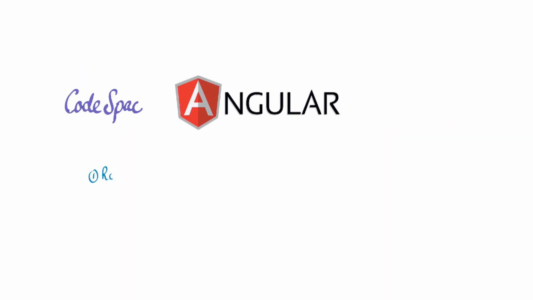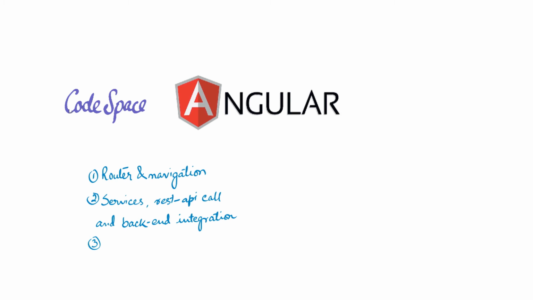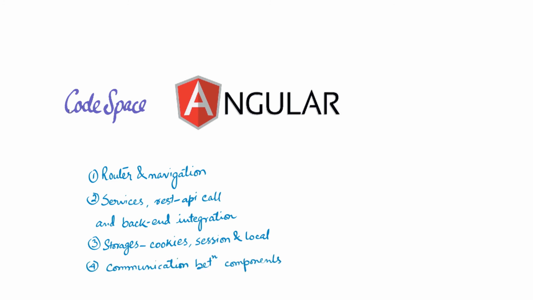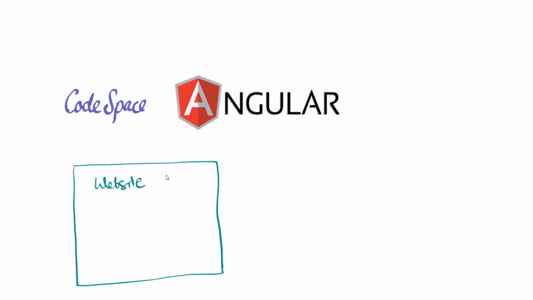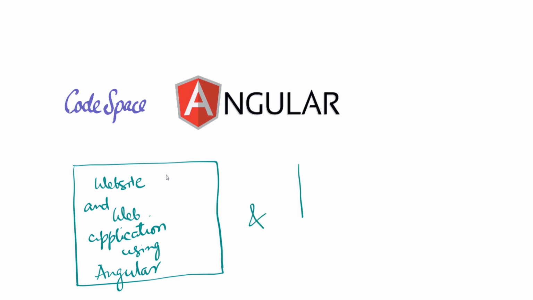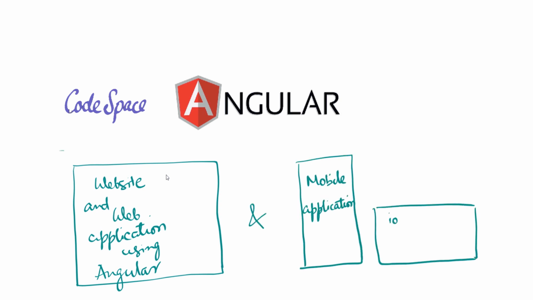You are watching CodeSpace tutorial and I am Gaurav Paul. In this playlist we have, first, routers and navigations. Second, services, REST API calls and backend integration. Third, storage in Angular like cookies, local storage and session storage and their differences. Fourth, 3 types of communication between components: parent, child and between siblings. Fifth, integration with material styles. Sixth, build for various stages like test, QA or production environment. Seventh, the whole new series on AG-Grid and data table using AG-Grid. We will make a real-time web application using Angular and convert this application to a mobile application targeting both iOS and Android.